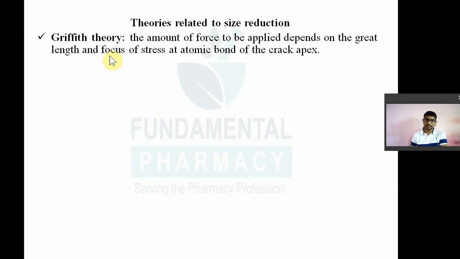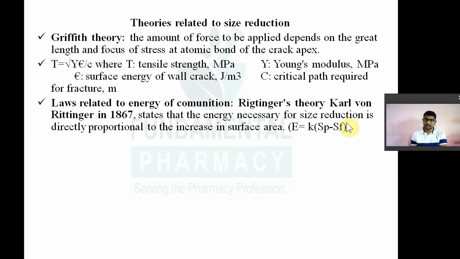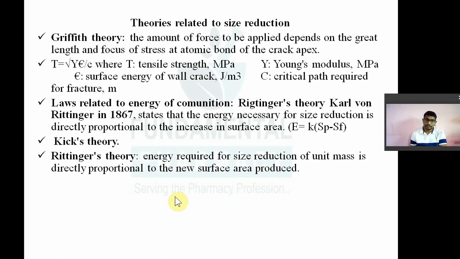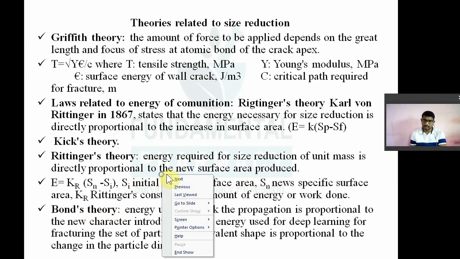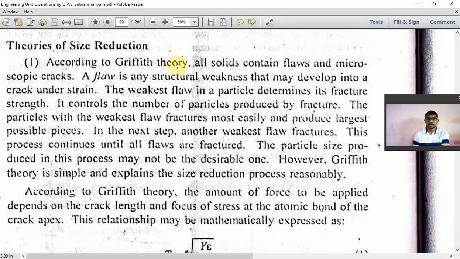So there is Griffith theory. Let me tell you a little about this. Just remember this much: Griffith theory is there, then Rittinger's theory is there, then Kick's theory is there, then Bond's theory is there. I will explain these theories. Theories of size reduction. First one is Griffith theory.